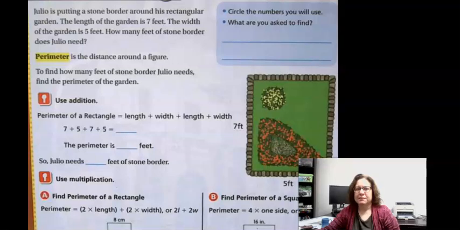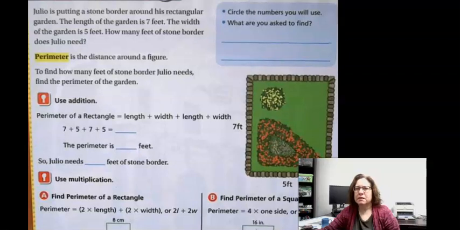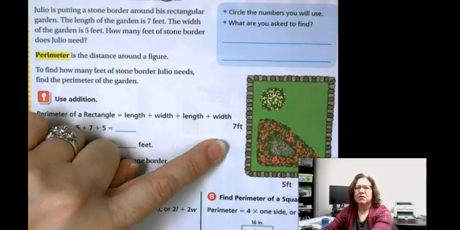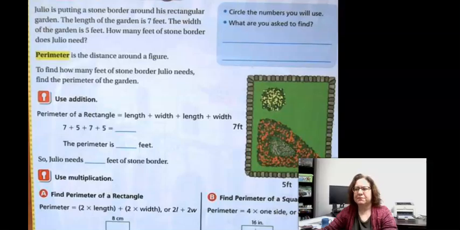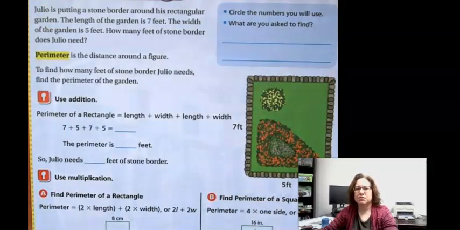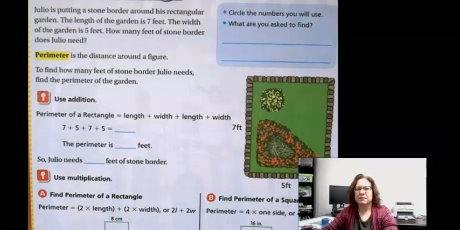Okay, our example here says Julio is putting a stone border around his rectangular garden. The length of the garden is 7 feet. The width of the garden is 5 feet. How many feet of stone border does Julio need?